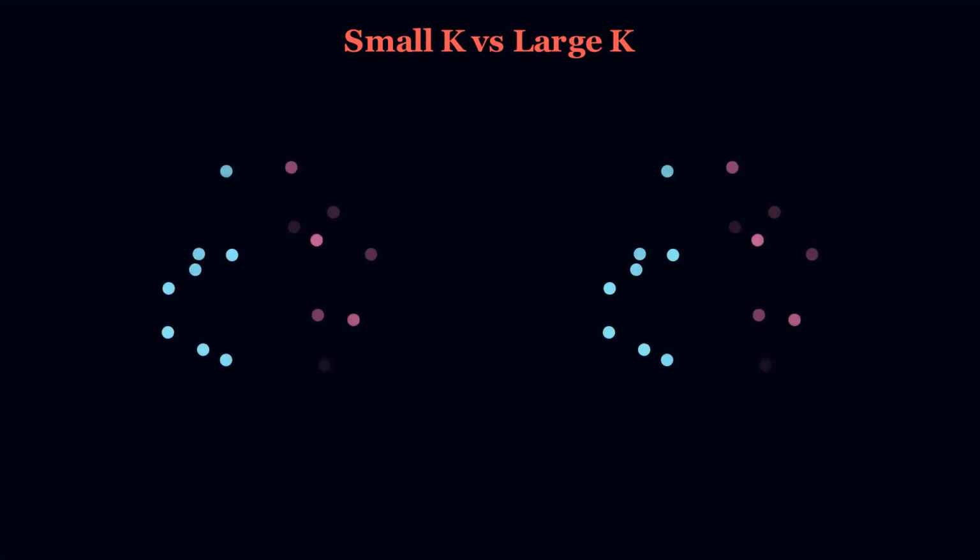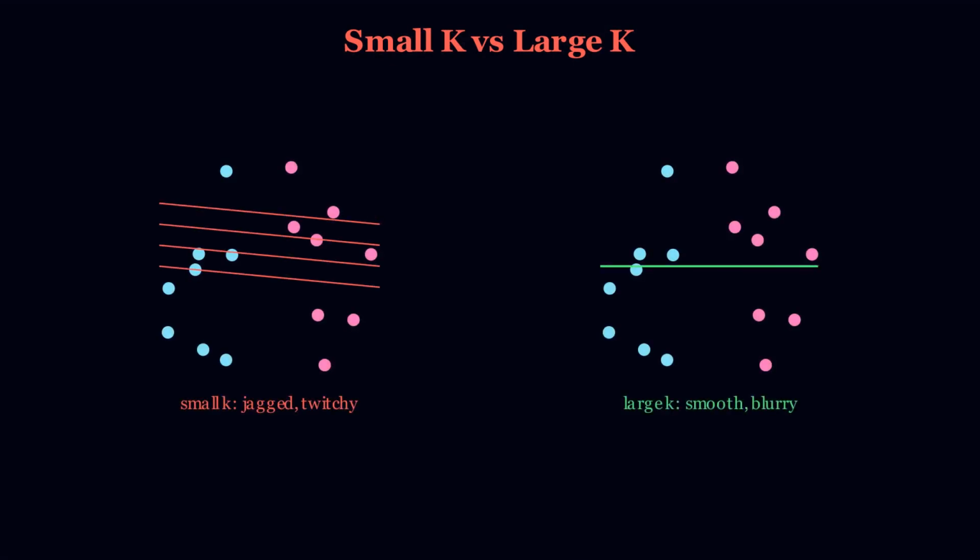Watch what happens to the same data as K changes. Small K. A jagged, twitchy boundary that reacts to every single point. Classic overfitting. Large K. A smooth, almost lazy boundary that ignores local detail. Underfitting. This is the bias-variance trade-off, compressed into one adjustable number. Most of the tuning work in KNN is just finding where that boundary settles.